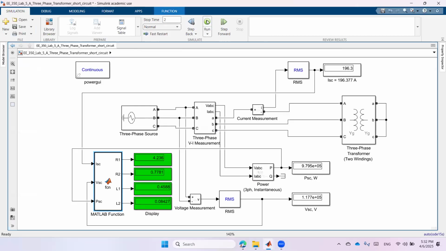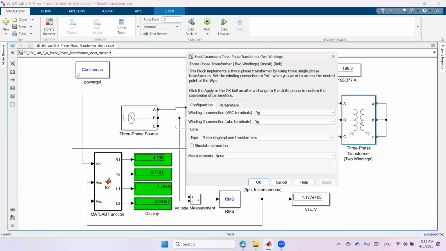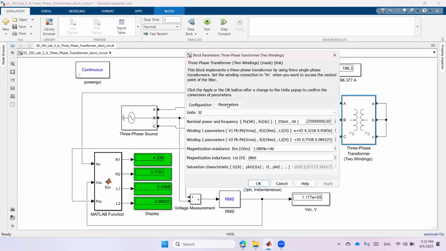If we go to the model, the stop time can be any time; in this case, I have it at 2 seconds. If you run the model, we see the parameters that are calculated. To double check whether our calculations are correct, we do a comparison. R1 in our calculations is 4.236 ohms, and here it is 4.3218 ohms, which is a very close value.